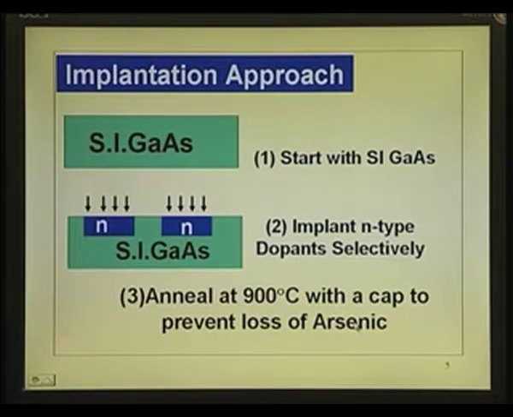So, one must remember, the game is not over just by implantation, it is the beginning of the whole thing, because you have to anneal and suffer from the loss of arsenic unless you take care of it.